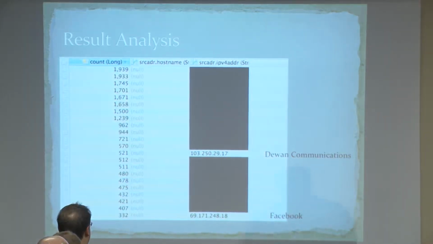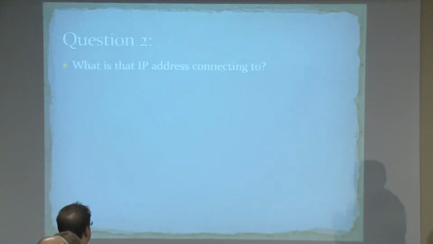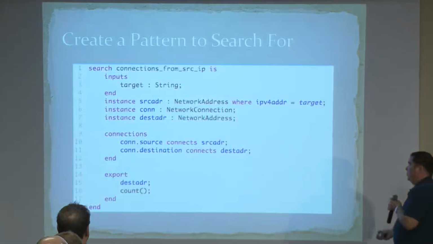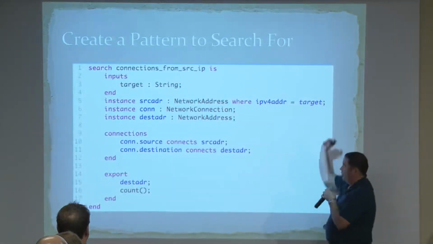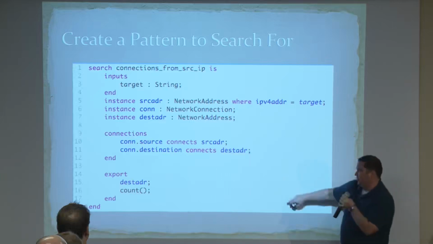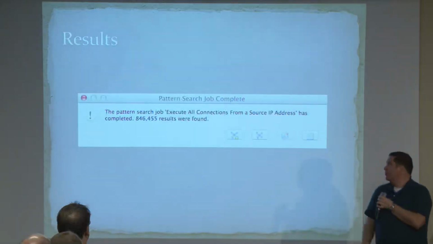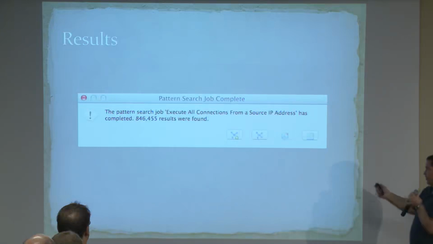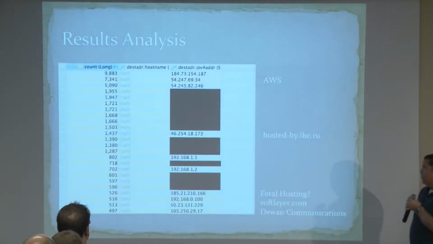So, question number 2, what is this IP address connecting to? And so in this case, we create a very similar query. In this case, we just swap it and we say IPv4 address is target on the source. Same kind of thing, we look at the destination and the count now. And with this, we run it and we get 846,000 results. And these are our results.